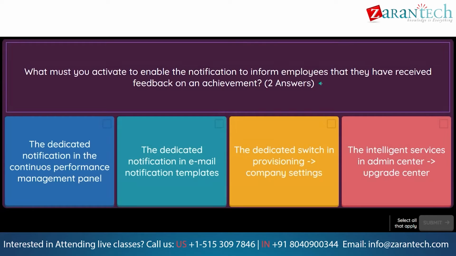Question: what must you activate to enable the notification to inform employees that they have received feedback on an achievement? 2 answers. Option 1: the dedicated notification in the Continuous Performance Management panel. Option 2: the dedicated notification in Email Notification Templates.